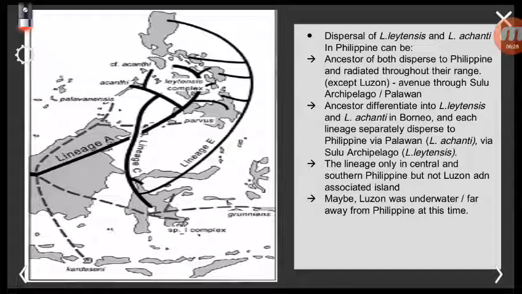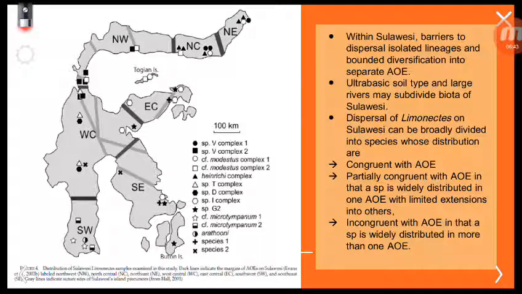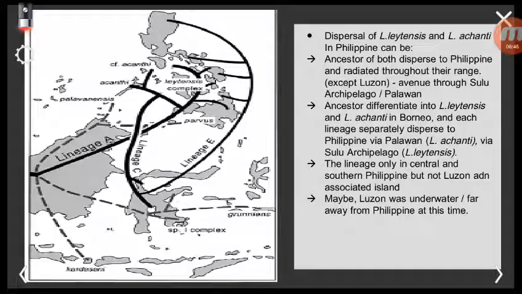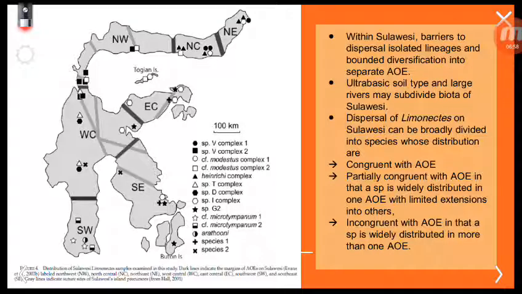The lineage is found only in central and southern Philippines, but not in Luzon and associated islands. One of the reasons is maybe Luzon was underwater or far away from the Philippines at this time. In short, the diversification of the frog in the Philippines is through island hopping. Next, how does diversification occur within Sulawesi?